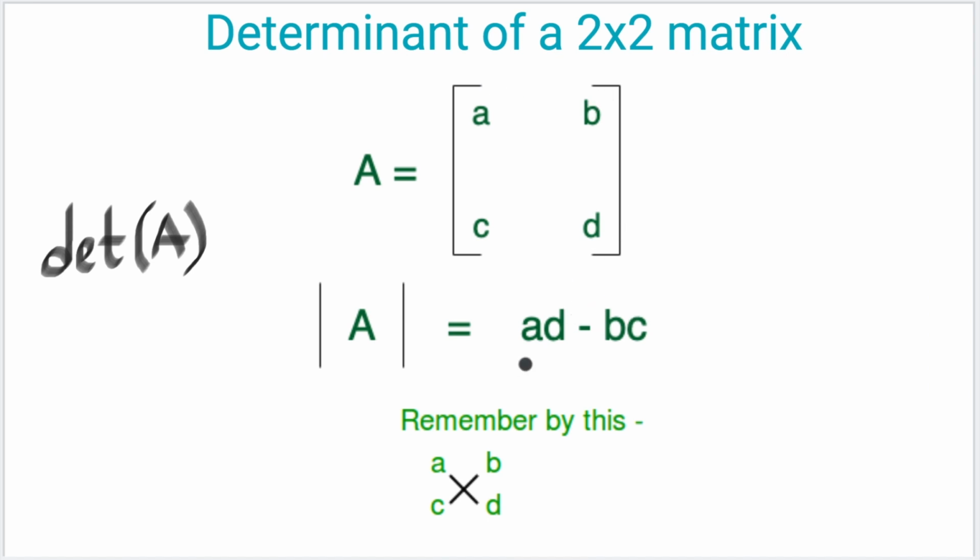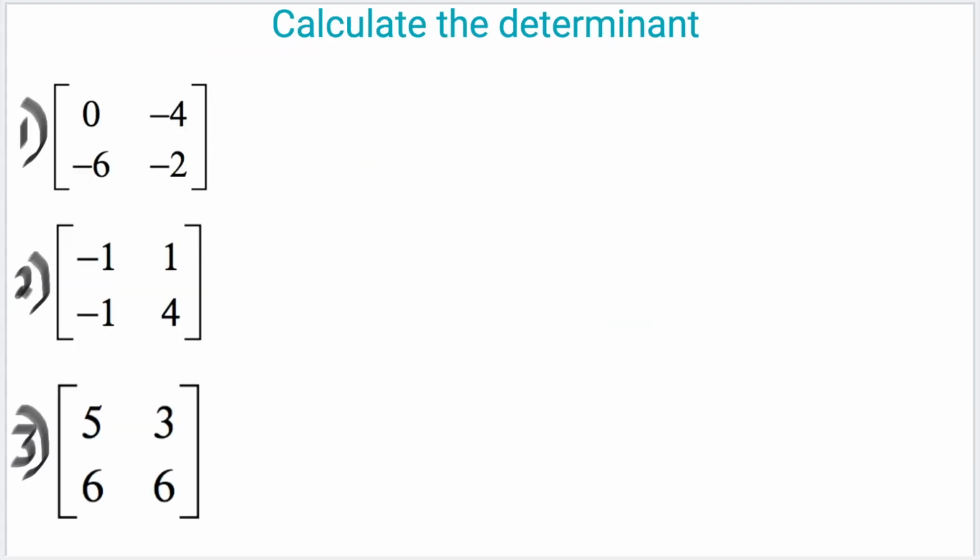Some textbooks and some teachers will indicate this process using a cross like this. So now let's actually find the determinant using some numbers. Here are three questions that we're going to use to calculate the determinant. In the first question, we can see that it's a square matrix, and we need to figure out the determinant by using the steps that I showed you a few seconds ago.